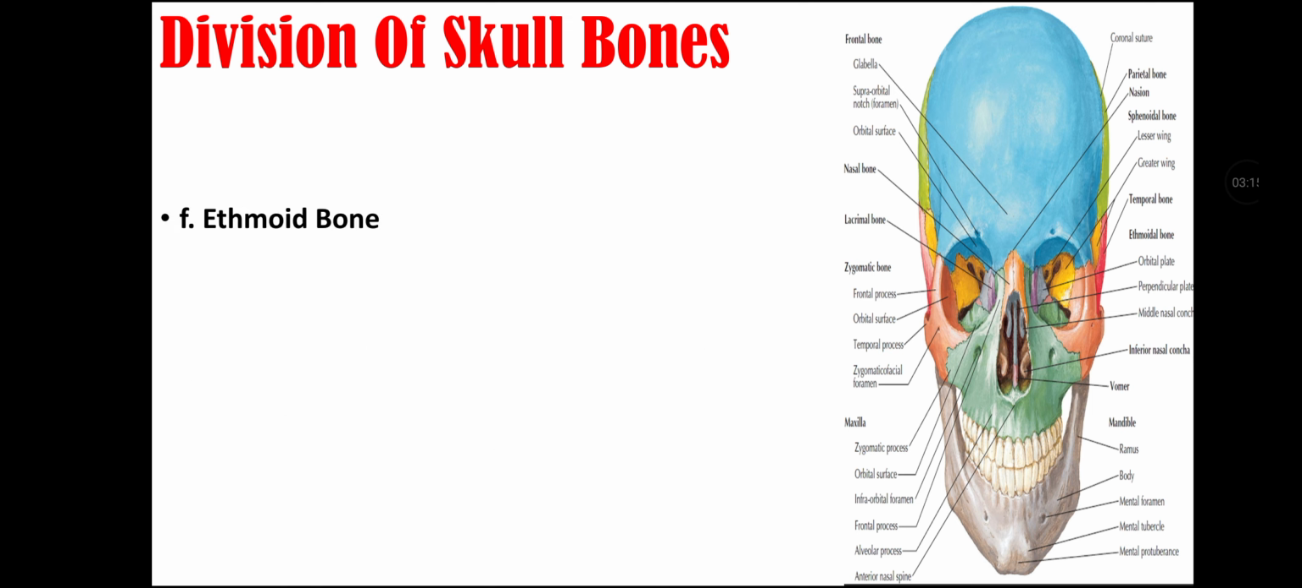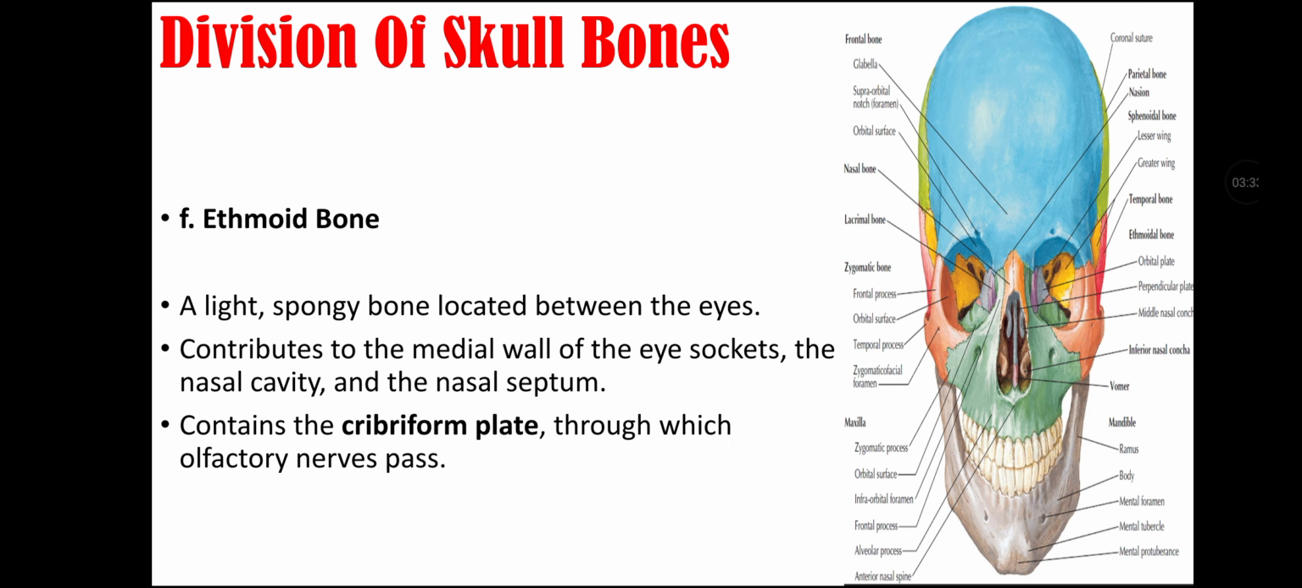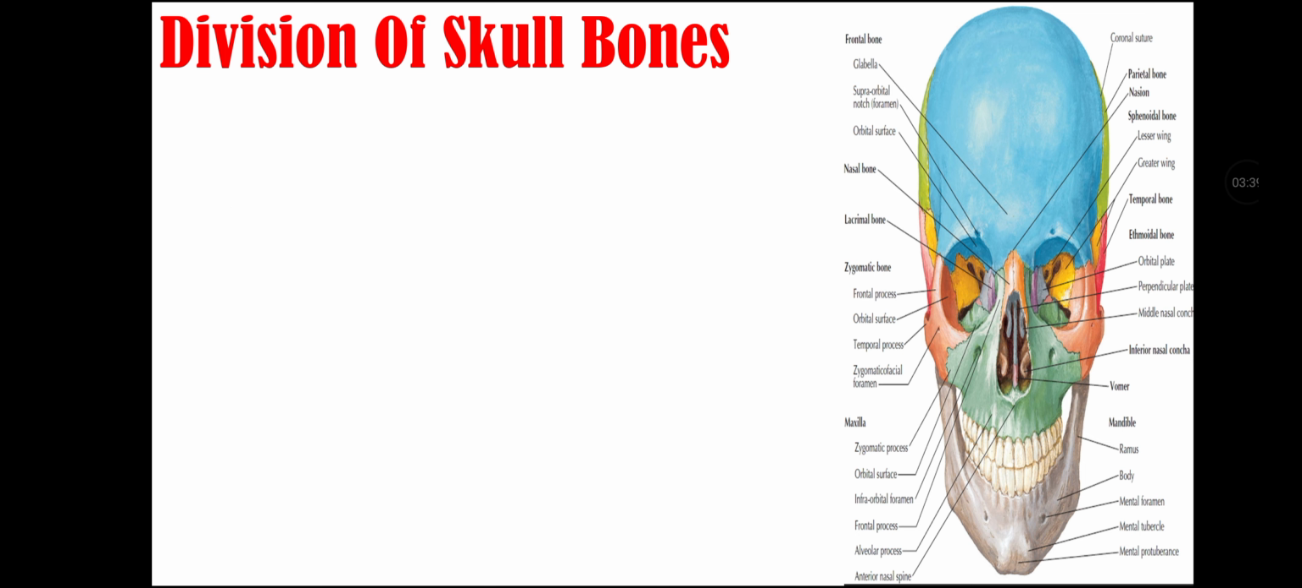Next skull bone is the ethmoid bone. It is an unpaired bone, that means every skull has one ethmoid bone. It is a light spongy bone located between the eyes. It contributes to the medial wall of the eye socket, the nasal cavity and nasal septum. It contains the cribriform plate through which the olfactory nerve passes to the cranial cavity.